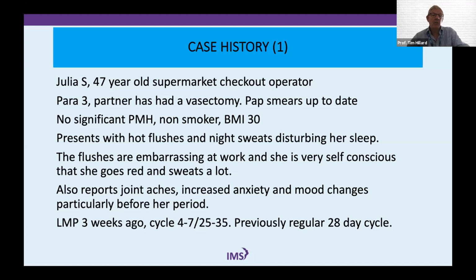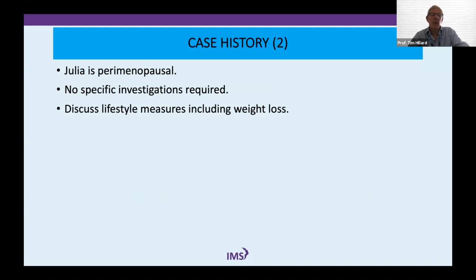On close questioning, she also reports classical symptoms of joint aches. She's got increased anxiety and mood changes, particularly in the few days before her period. She's still having a more or less regular cycle, though it's become a little bit erratic over the last 12 months or so, and the last period was 3 weeks ago. So the diagnosis, based on her age and the symptoms, is that she's perimenopausal. We don't need to do any complicated tests to make the diagnosis. It's pretty obvious, as Rod said in his presentation, that this is a fairly straightforward diagnosis.